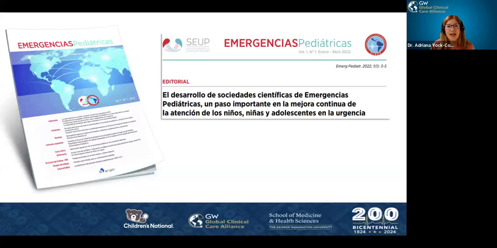We also made an alliance with the CEUP, the Pediatric Emergency Society of Spain. Together we publish a journal every 3 months. This gives us an opportunity to have publications in our language, Spanish, and also gives us a little bit of visibility of what we are doing. If people want to publish these articles in English, they can do it as well. We had our first edition in 2022, and we publish every 3 months, which is very important for us.